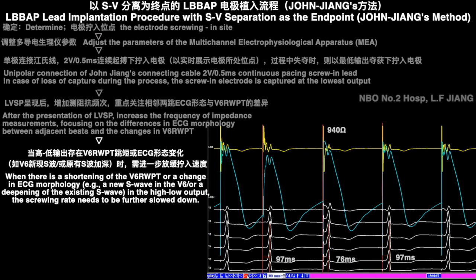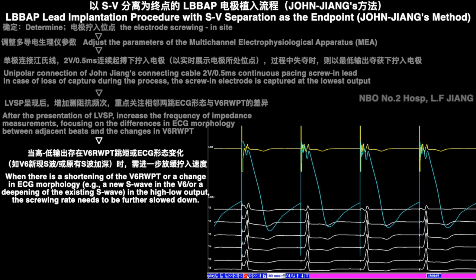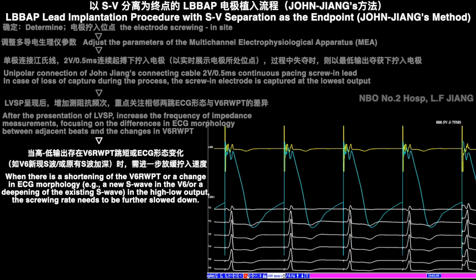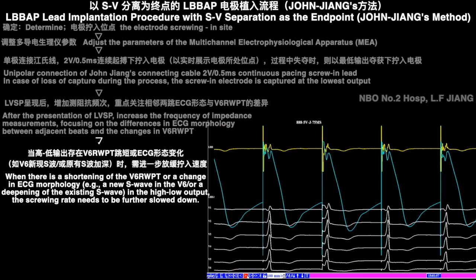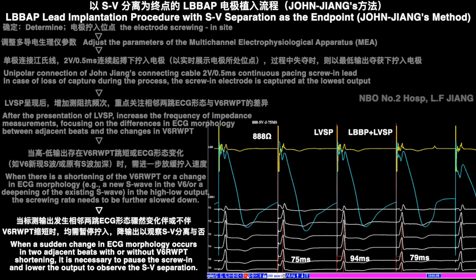When there is a shortening of the V6RWPT or a change in ECG morphology, e.g. a new S-wave in V6 or a deepening of the existing S-wave in the high-low output, the screwing rate needs to be further slowed down. When a sudden change in ECG morphology occurs in two adjacent beats, with or without V6RWPT shortening, it is necessary to pause the screw-in and lower the output to observe the SV separation.